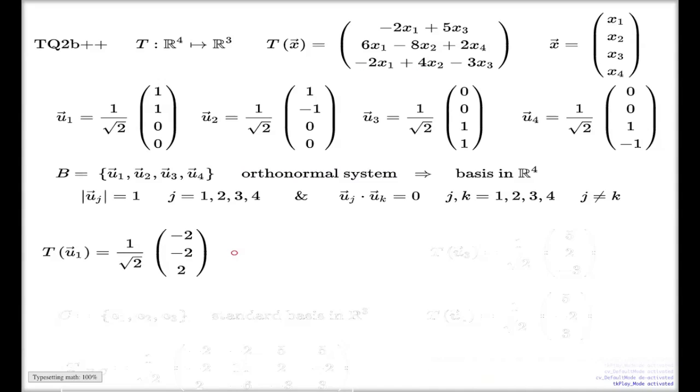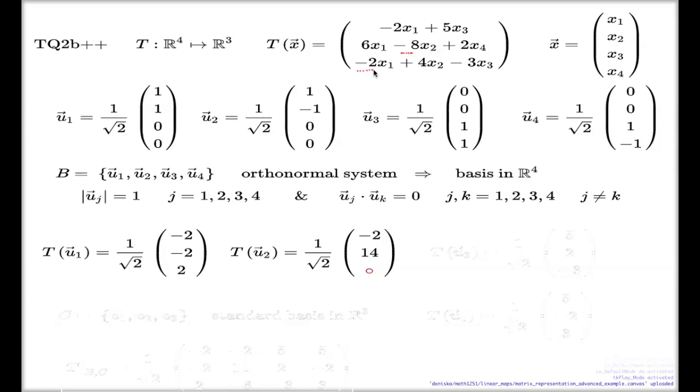T of u2. Again, scaling, because of linearity we just keep it in front. If I sub in 1 and negative 1 in here, it will be negative 2. 6 plus 8 is 14. Negative 2, 14. And here will be negative 2 and negative 4, it's negative 6. Here's my action.